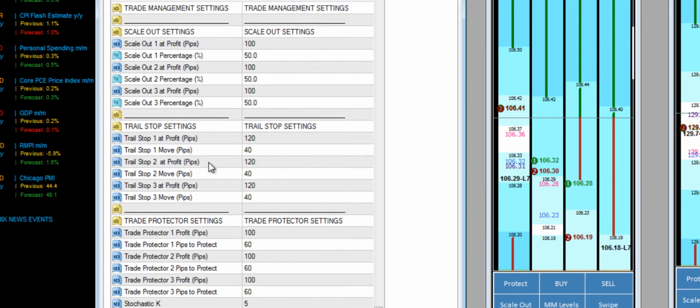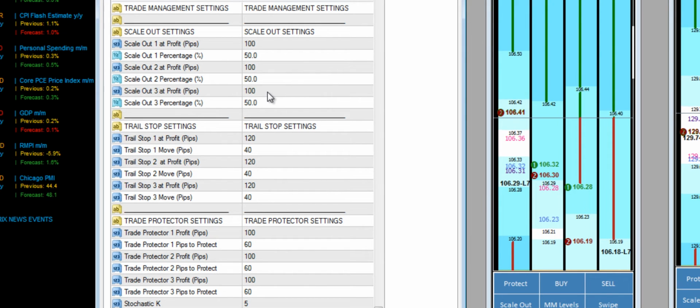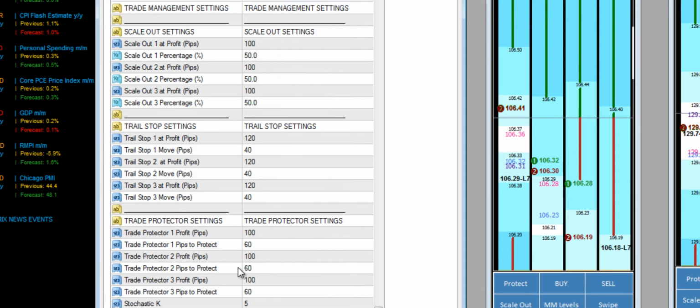So that's how you do this. And you can make these work together. Maybe you want to take half off if you're up 10. Okay, you take half off and then trail that other half by 4 pips. And you set this at plus 10, trail by 4 at plus 10, also take half off. So you can have these work together.